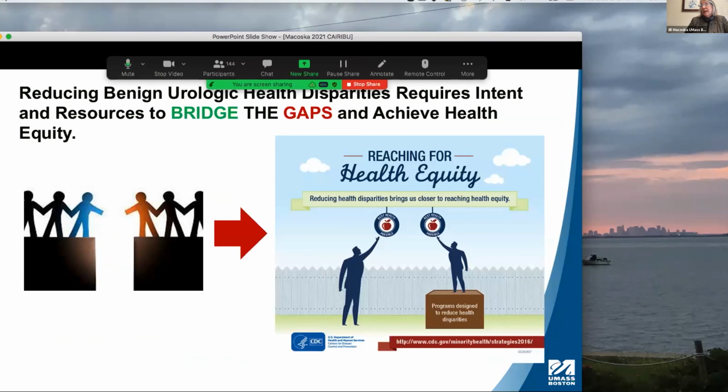So in doing so, if we can actually find these resources and the intent to pursue health disparities research in benign urology, I think that ultimately we will be able to achieve health equity. And I think that's something we can all get behind.